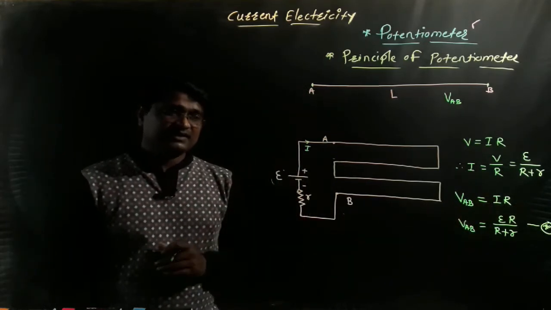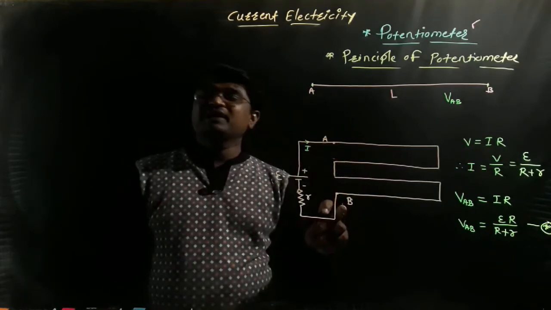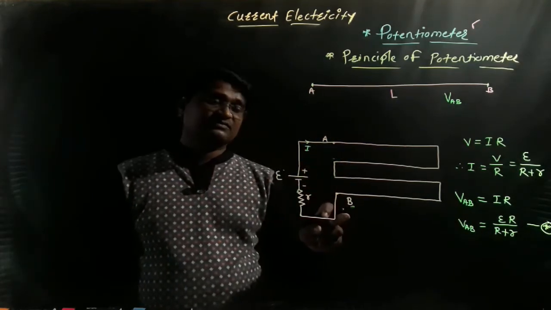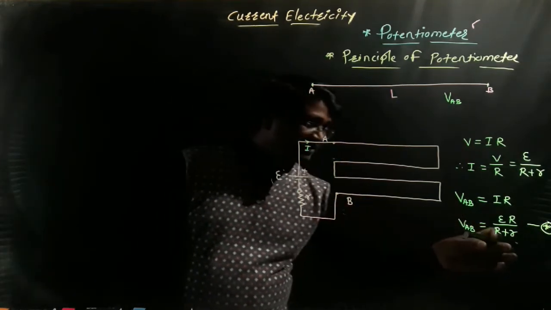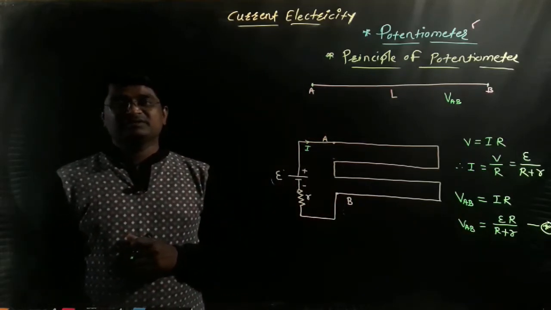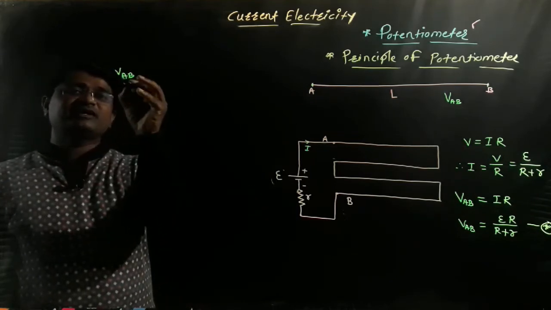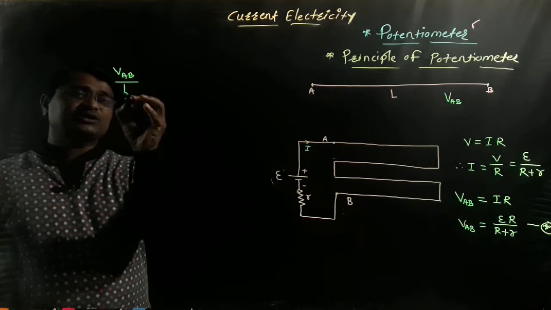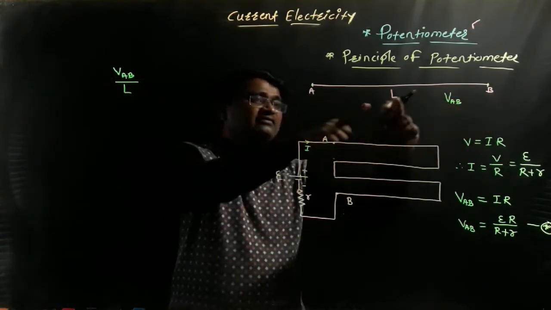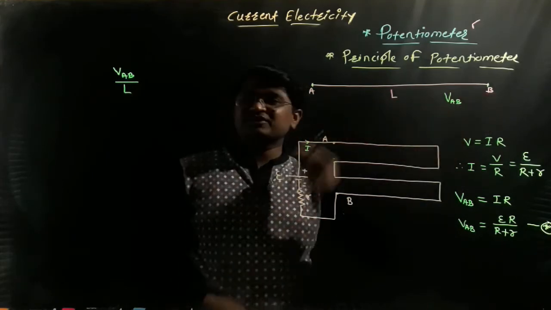After that, what is the potential along the length of the wire AB? We measure the total potential per unit length of the given wire. The total potential of the wire is denoted by VAB, and the total length of the wire is denoted by capital L. So the wire AB having length L has a total potential difference denoted by VAB.